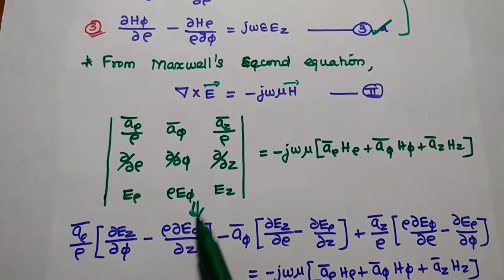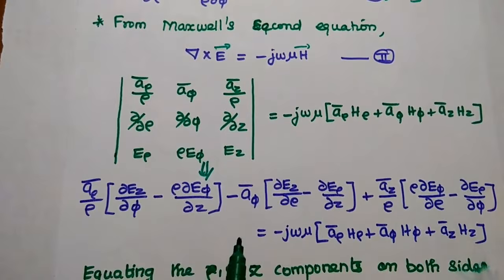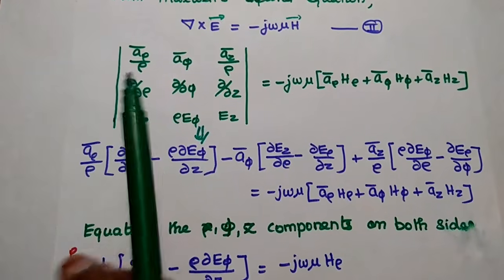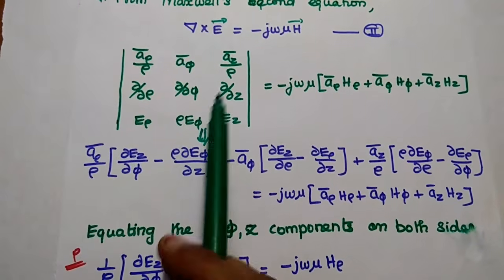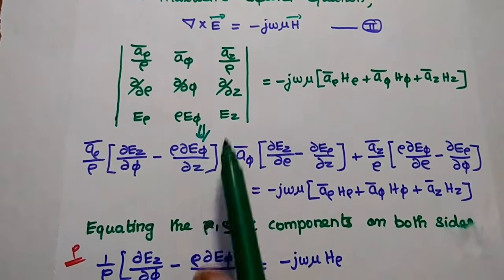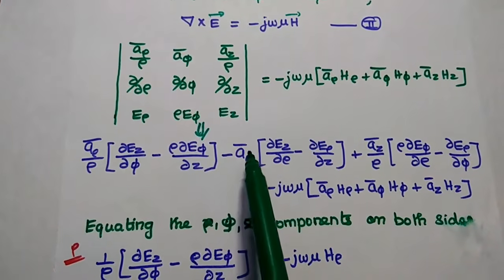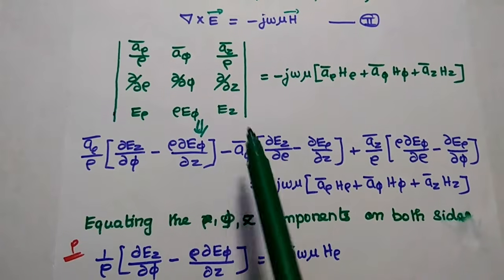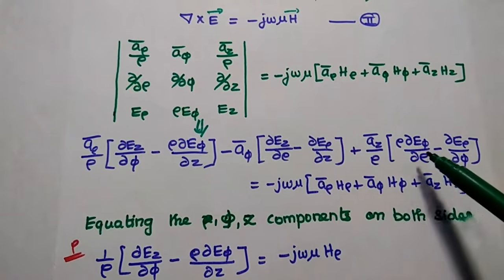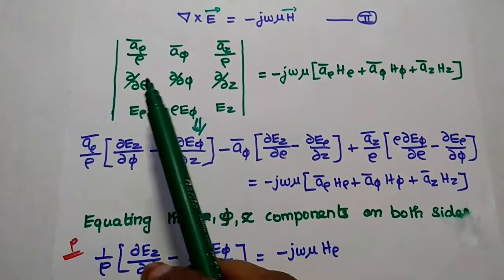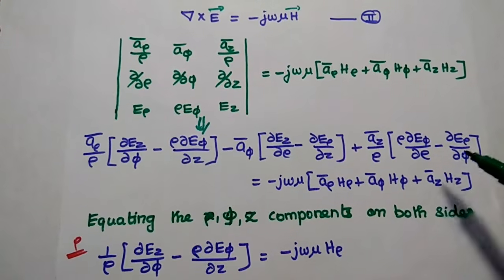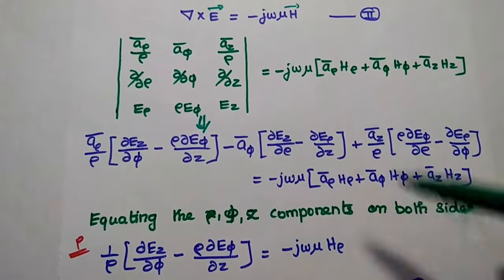Then we have to solve this curl operation. Okay. Whatever we have done for the first equation, the same way we have to solve this. So here we can keep the first value a rho bar by rho and cross multiply these two values: dou Ez by dou phi minus rho dou E phi by dou z. For the second column its value is minus a phi bar into dou Ez by dou rho minus dou E rho by dou z, plus a z bar by rho into these two values. Okay. So here it is rho dou E phi by dou rho minus dou E rho by dou phi. That is equal to the same value as such.